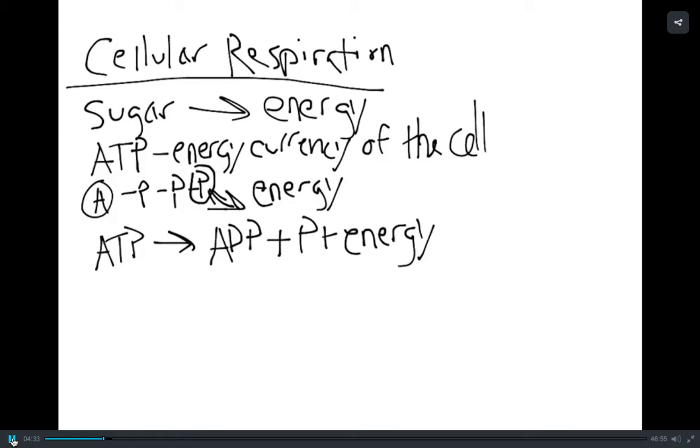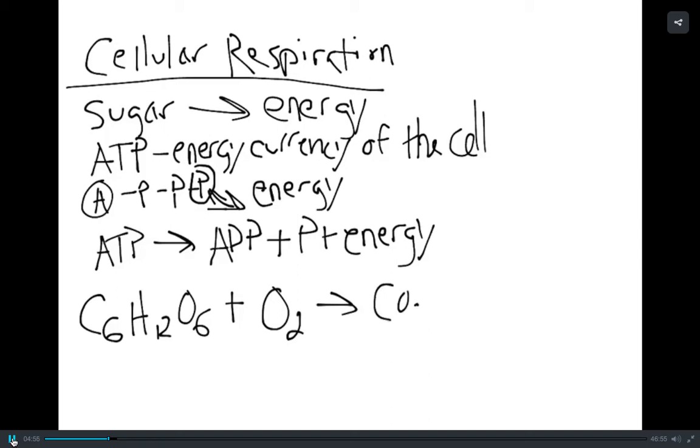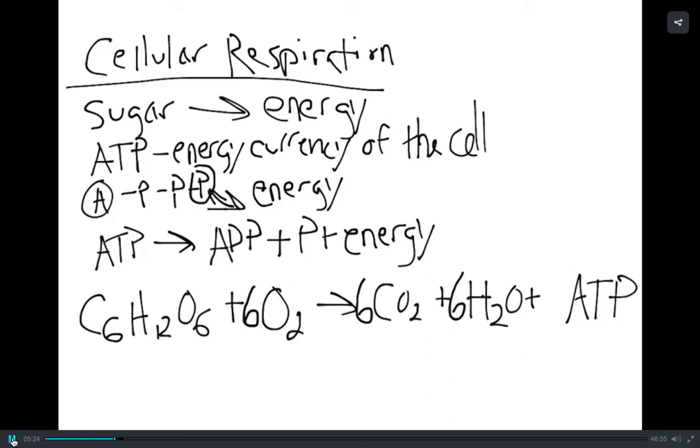All right, so the actual equation for this is we take our sugar, our glucose, C6H12O6, as one of our inputs, and we use oxygen, and out of that we get CO2 plus H2O plus ATP. We've balanced this equation: with one glucose molecule, we use 6 O2, and it creates 6 CO2, 6 waters, and ideally 38 ATP.